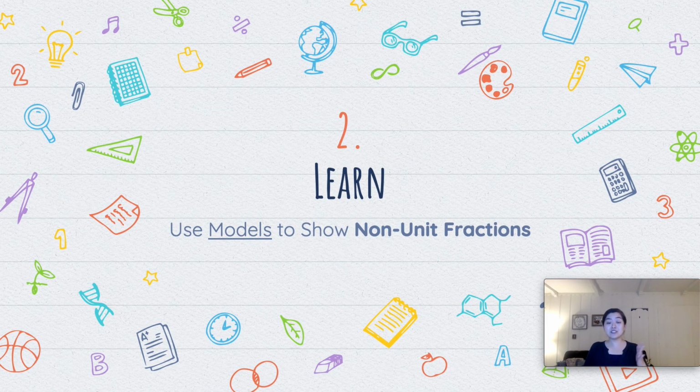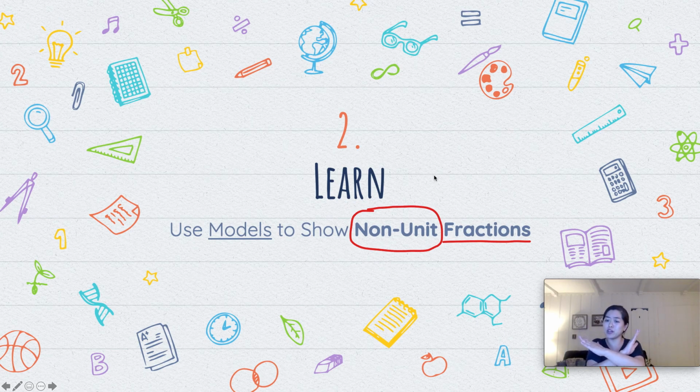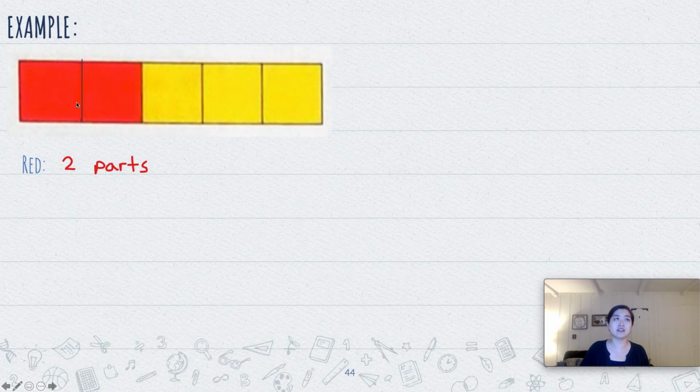All right, now let's talk about non-unit fractions. Non-unit means fractions where the top number is not a 1. It could be a 2, a 3, a 5, a 10, 100, and so on. A non-unit fraction is a fraction where the top number is not a 1. So let's look at this example. Now the red here has 2 parts. What about the yellow? How many parts does the yellow have? Oh, I count 1, 2, 3 parts. What about the total? How many parts are in the total?